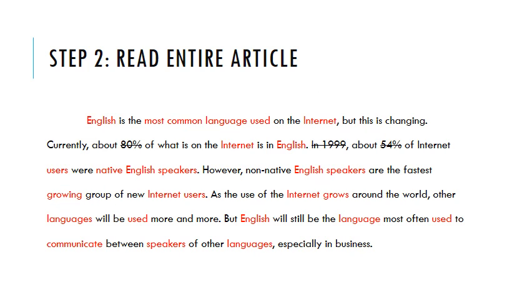And here's the last paragraph. English is the most common language used on the internet, but this is changing. Currently, 80% of what is on the internet is in English. In 1999, about 54% of internet users were native English speakers. However, non-native English speakers are the fastest growing group of new internet users. As the use of the internet grows around the world, other languages will be used more and more. But English will still be the language most often used to communicate between speakers of other languages, especially in business.